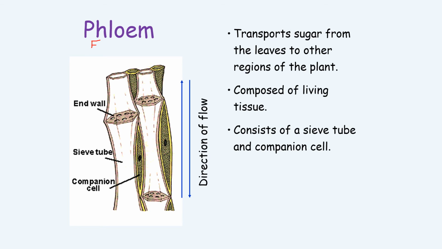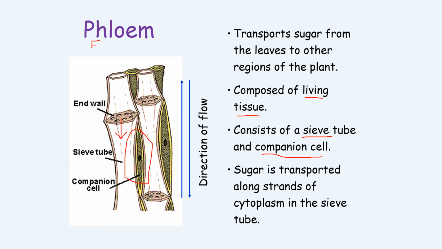It is composed of living tissue, unlike the xylem, and it consists of a sieve tube and a companion cell. So you've got your sieve tube here, and you've got your companion cell here. And you'll notice that the sieve tube doesn't have a nucleus, but the companion cell does. So this companion cell controls the sieve tube, and you'll notice that the sieve tubes have sieve plates at the end of them, which have little holes which allow the transport of the sugar.